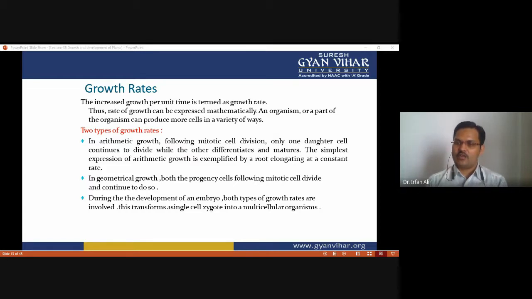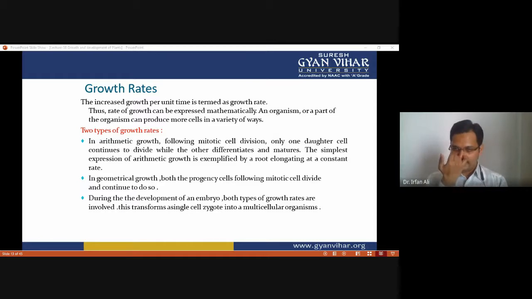If we talk about how the cells grow, there are two kinds of growth rate. One is arithmetic growth and another is geometric growth. In arithmetic growth, following mitotic cell division, only one daughter cell continues to divide while the other differentiates and matures. So you cannot say that one cell divides into two, two cells into four, four cells into eight. This kind of growth is not there in arithmetic growth.